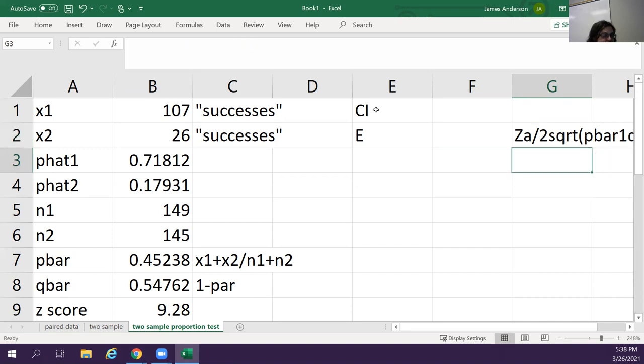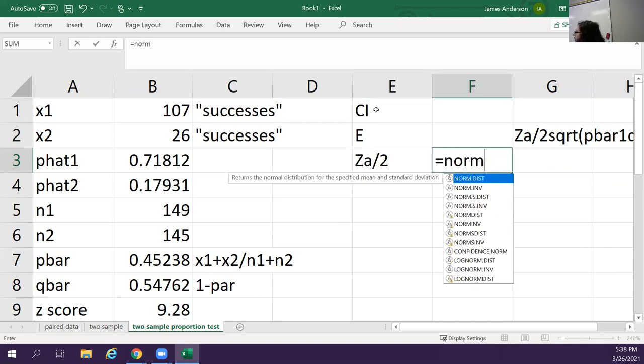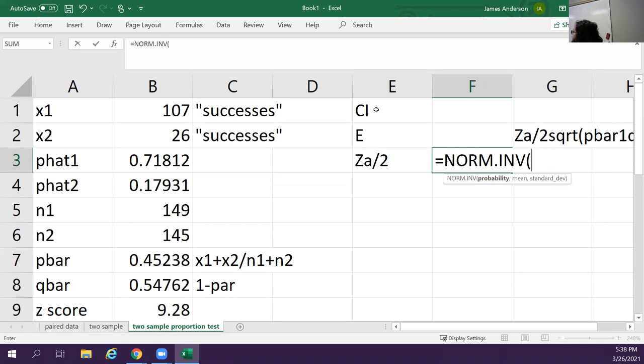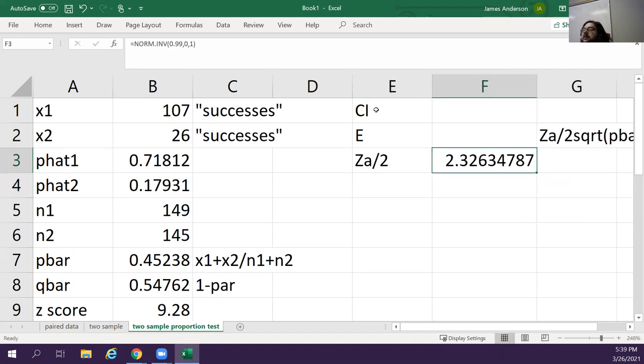So if we're doing a confidence interval of 0.98, we need to have that Z alpha divided by 2, norm.s.inv. Alpha divided by 2 means we're looking for the 0.99, with a mean of 0, standard deviation of 1, because we're doing it off the z-score. That is our z-value.